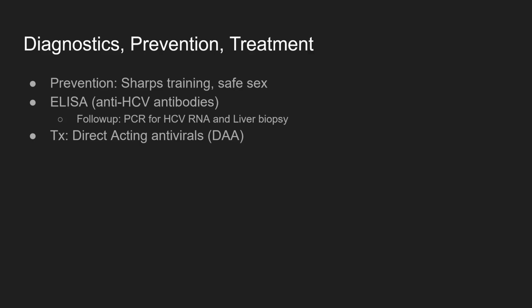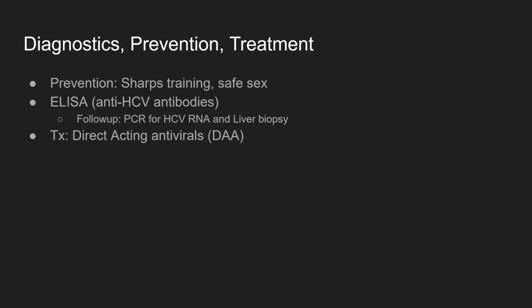So, how can you prevent yourself from getting hepatitis C? If you work in the healthcare setting or work with a lot of sharps, it's important to have basic sharps training. This includes making sure everyone else around you knows that you have a sharp, and also safe disposal and utilization of syringes and other sharps. And again, even though sexual contact is a rare way of getting hepatitis C, it's important to practice safe sex.